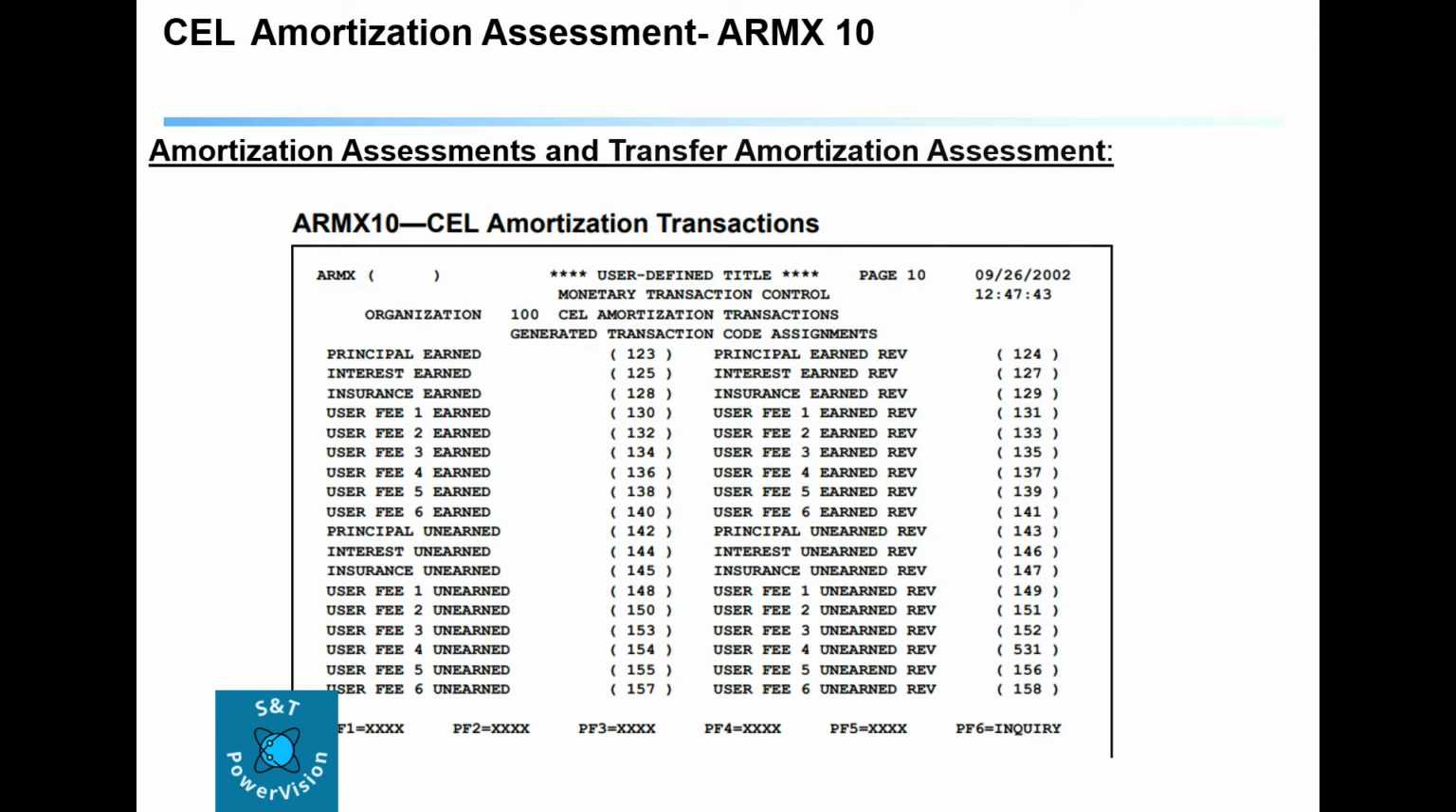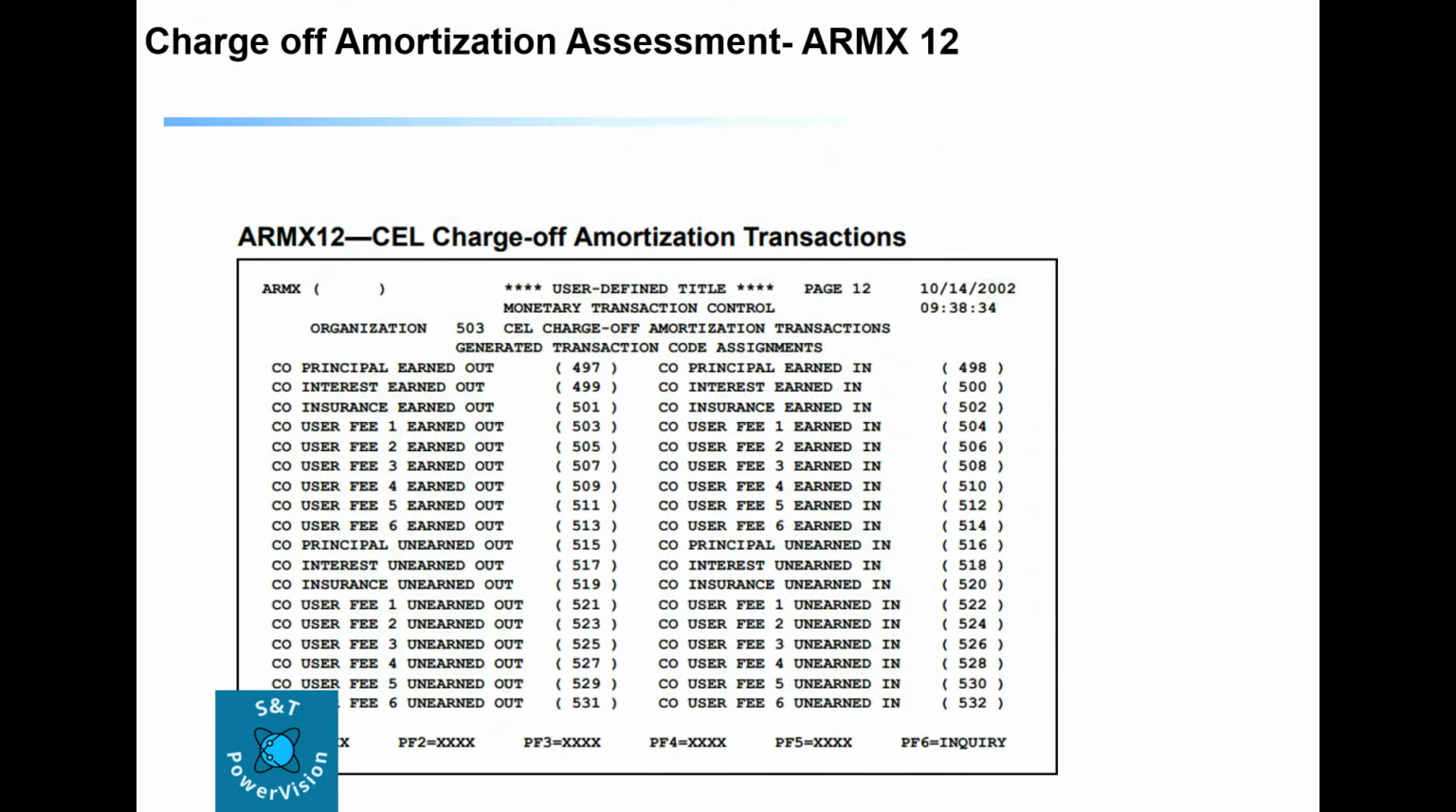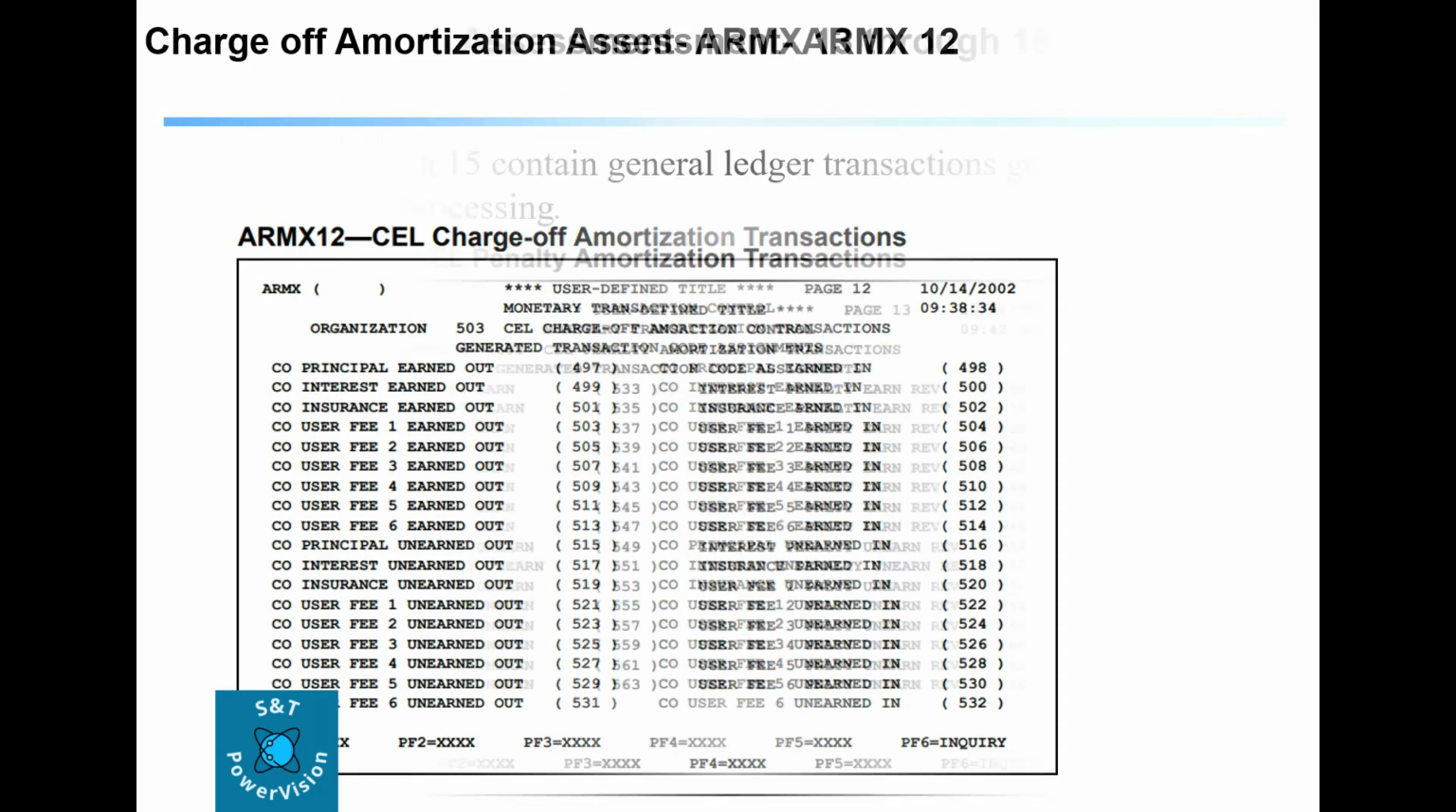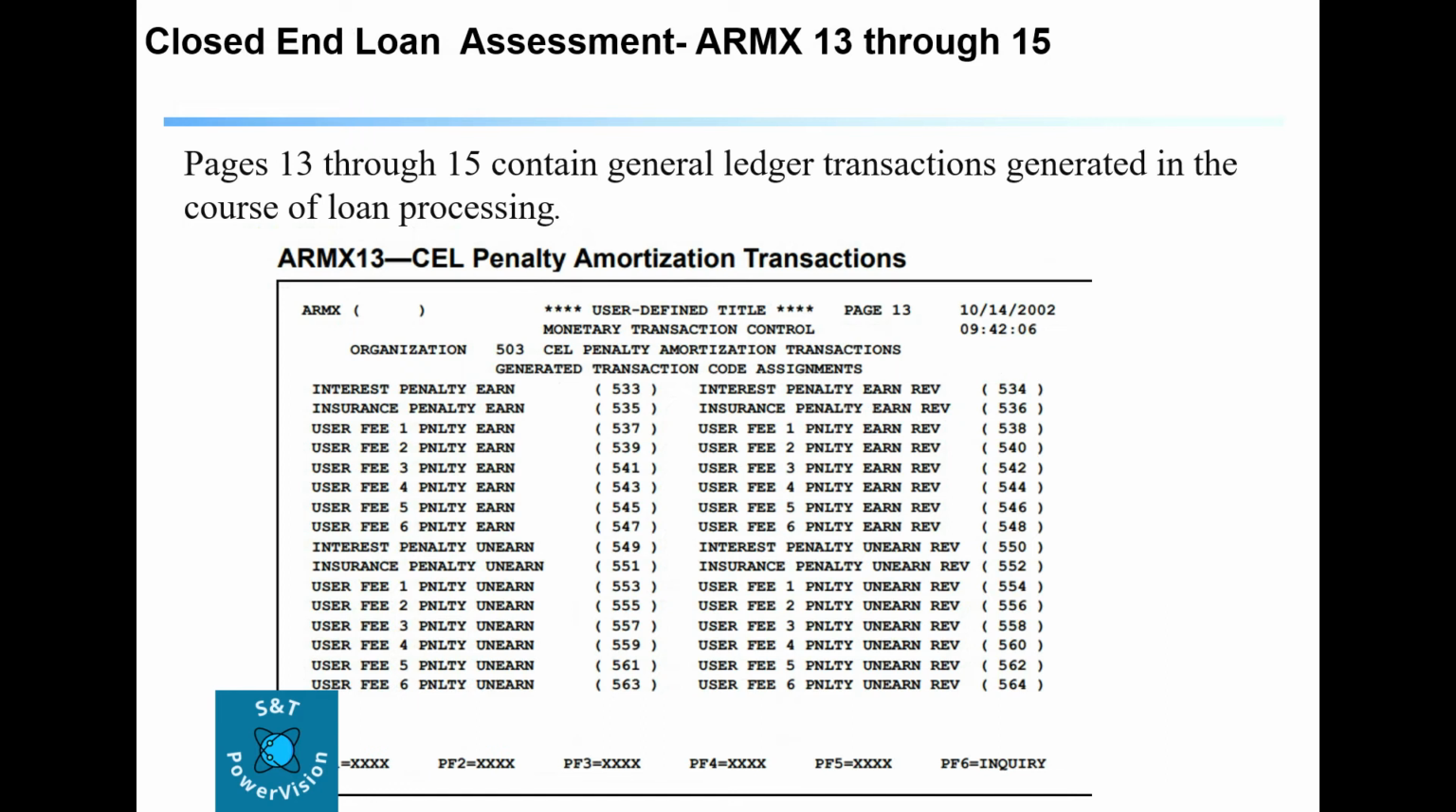Next is the CEL amortization assessment, meaning closed-end loan. This is also a closed-end loan charge of amortization transaction on the ARMX 12 screen. And pages 13 through 15 contain general ledger transactions generated in the course of loan processing here.